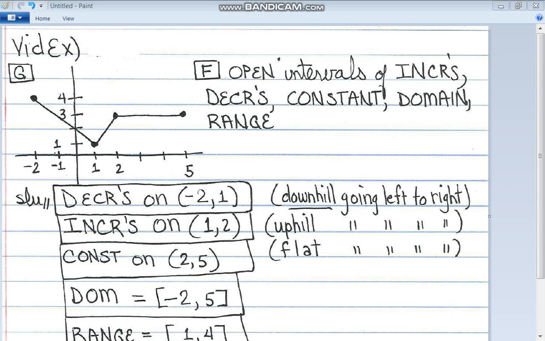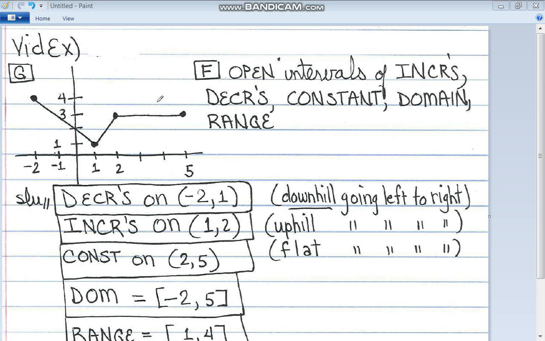Here we're given a graph. It's an angular sort of graph, and it begins at x equals -2 and it ends at x equals 5. The lowest point on this graph is y equals 1, and the highest point is y equals 4.